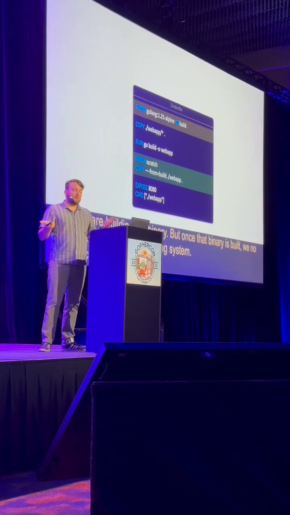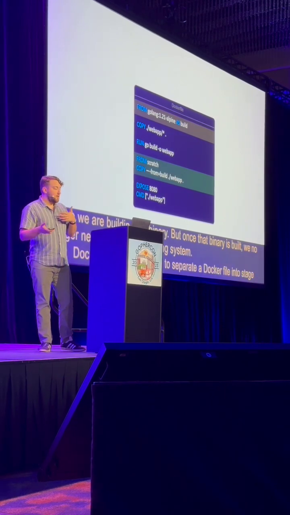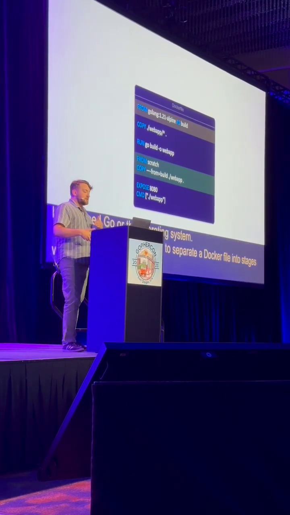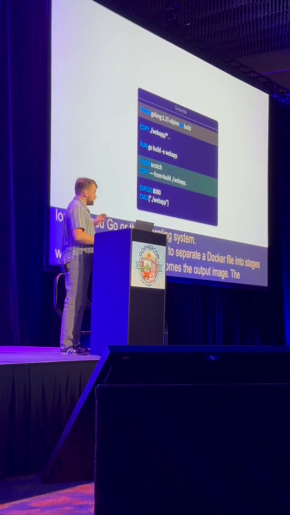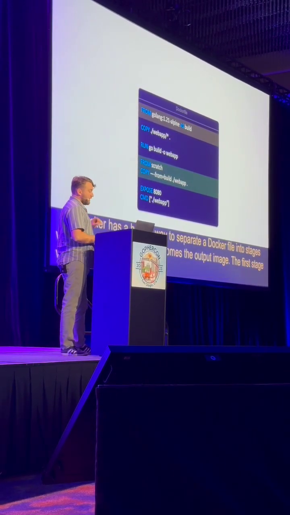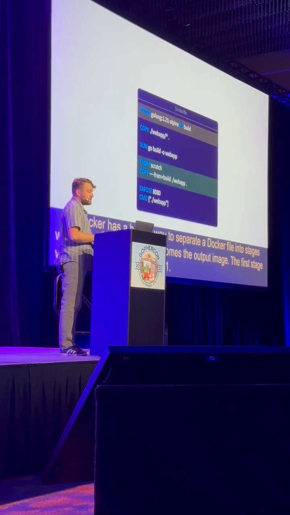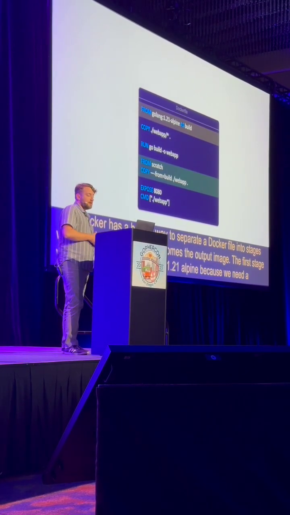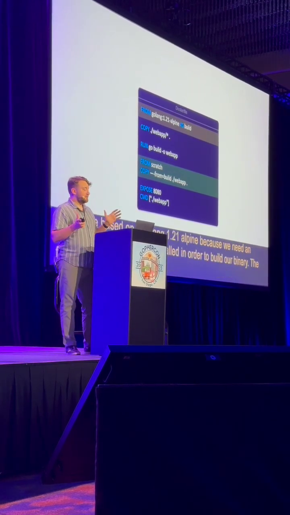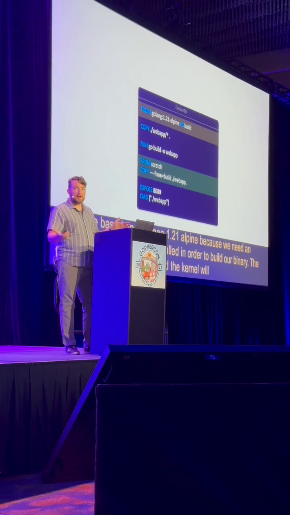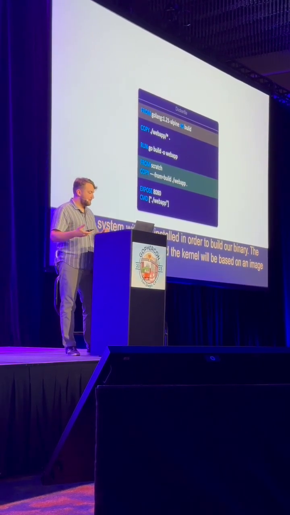Docker has a built-in way to separate a Dockerfile into stages, where only the final stage becomes the output image. The first stage will still be based on Golang 1.21 Alpine, because we need an operating system with Go installed in order to build our binary. The final stage, where we only need the kernel, will be based on an image called Scratch, and we'll return to look at what that image is in a moment.